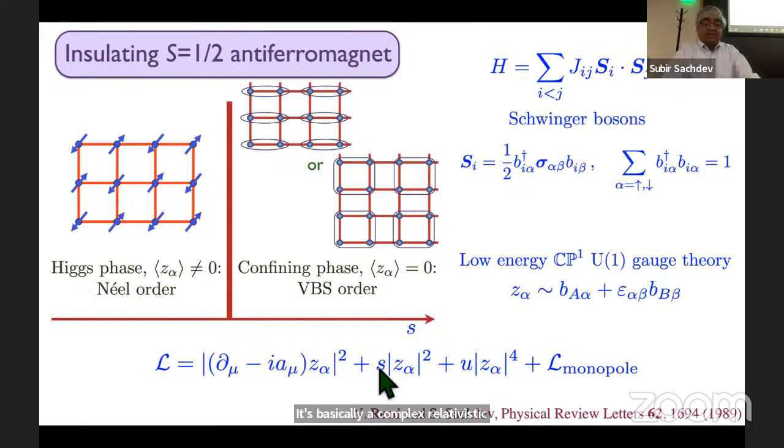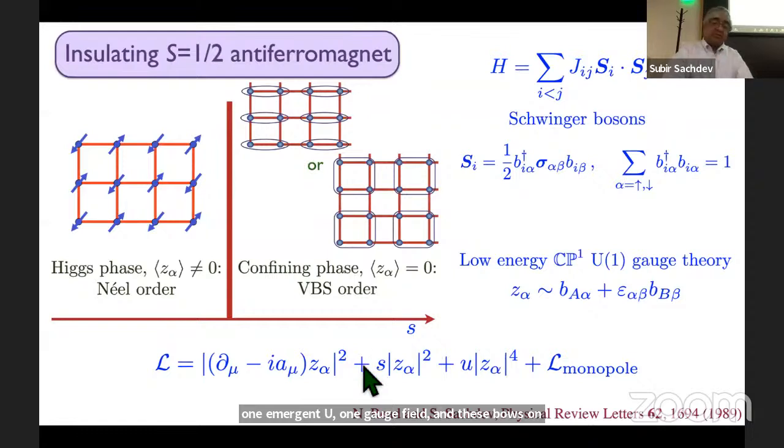So when s is negative, then the scalar will condense, and that will completely break the U(1) gauge symmetry, Higgs it out, and you just get the usual antiferromagnet. So in this case, the Higgs phase has a broken symmetry, which is the antiferromagnet. The other, more subtle, case is suppose s is positive, so that z is gapped. Now, this z is the spinon, which is a bosonic relativistic particle at low energies. So you might think you have a spin liquid, which has an emergent U(1) gauge field and these bosonic spinons.